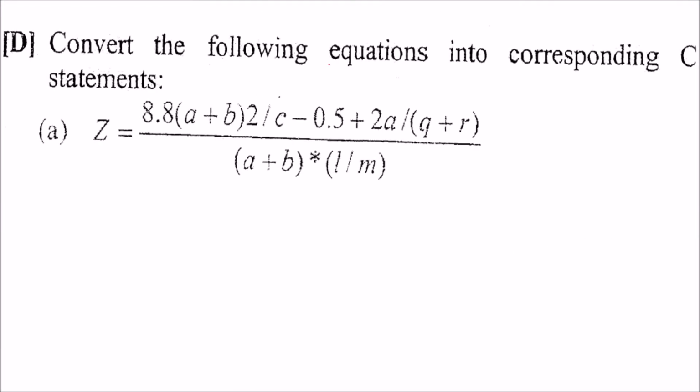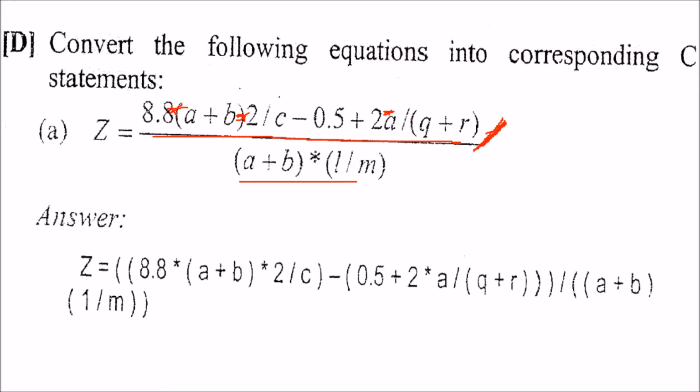We have to convert the following equation into corresponding C statement. So we have to put a star here. Then we have a star here into. Then we have a star here. Then we have a star 2 into A. Then this is okay. This is also okay. Now this division sign will be converted into this, slash. So this is how.